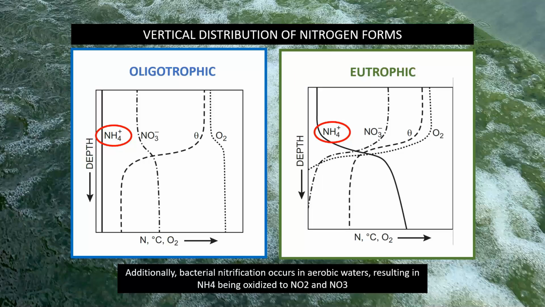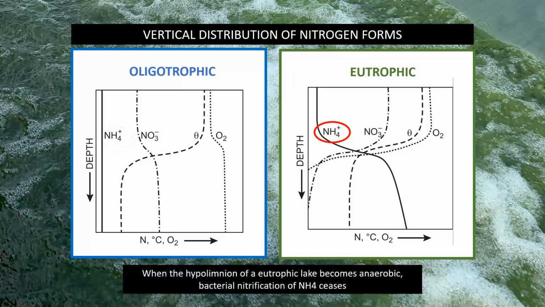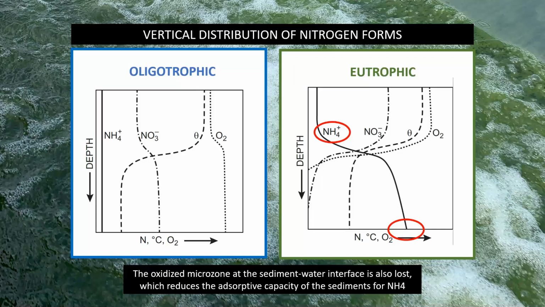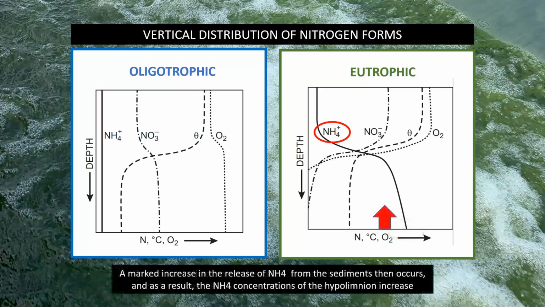Additionally, bacterial nitrification occurs in aerobic waters, resulting in ammonium being oxidized to nitrite and nitrate. When the hypolimnion of a eutrophic lake becomes anaerobic, bacterial nitrification of ammonium ceases. The oxidized microzone at the sediment-water interface is also lost, which reduces the adsorptive capacity of the sediments for ammonium. A marked increase in the release of ammonium from the sediments then occurs, and as a result, the ammonium concentrations of the hypolimnion increase.